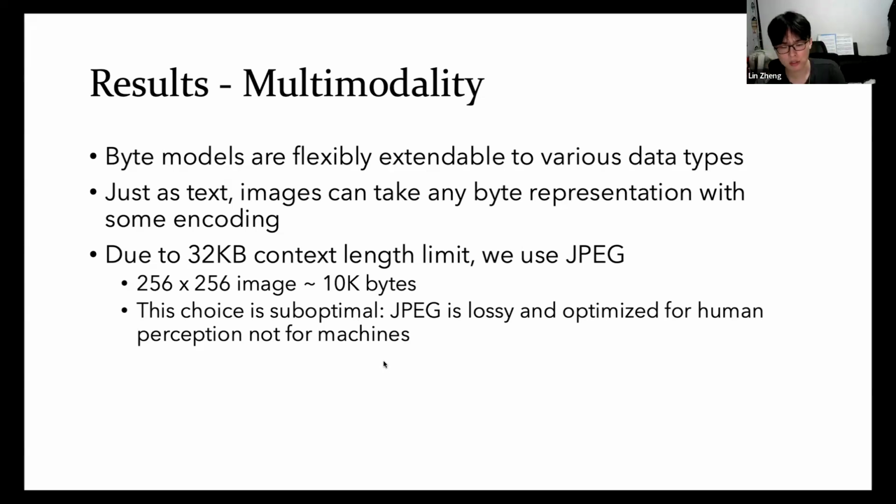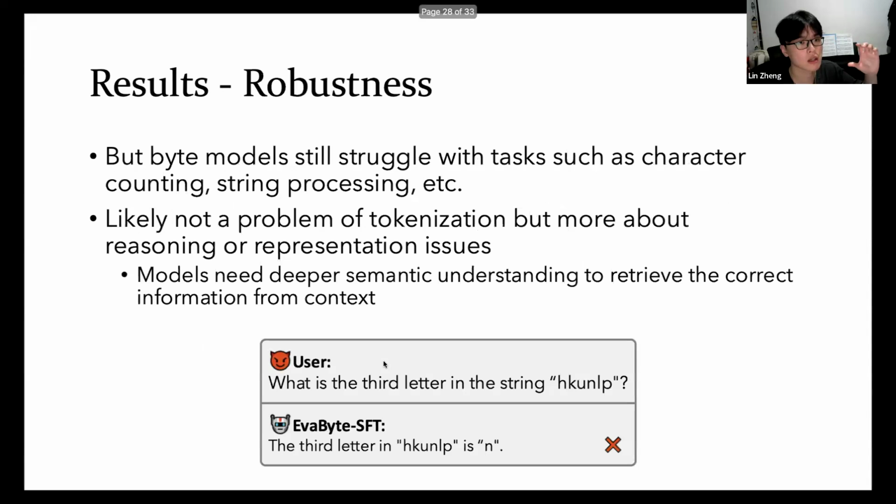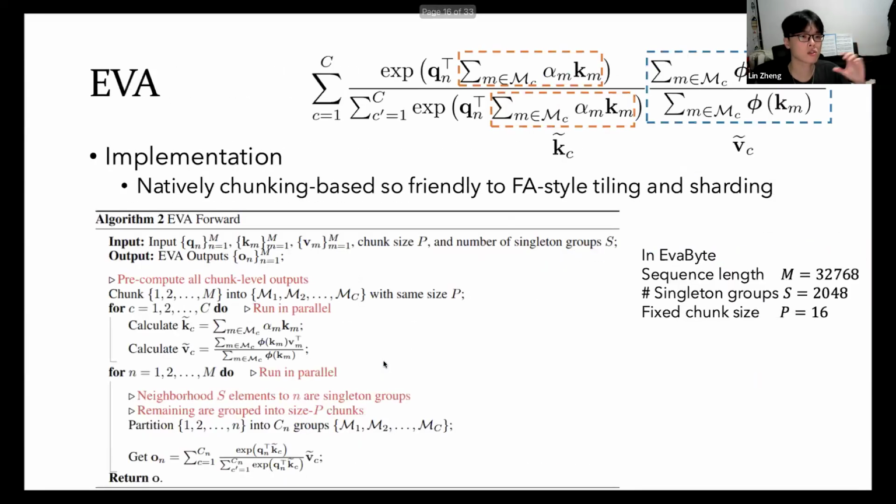So the question here is, do you use positional encoding? The answer is yes. We use RoPE right before the attention. The positional encoding happens after the projection of the key and value matrices and before the actual forward pass of EVA. So you can basically think of that as performing regular RoPE.